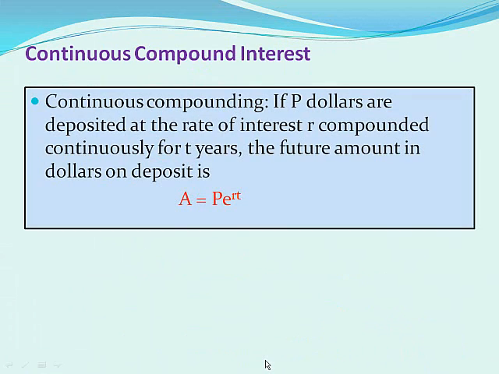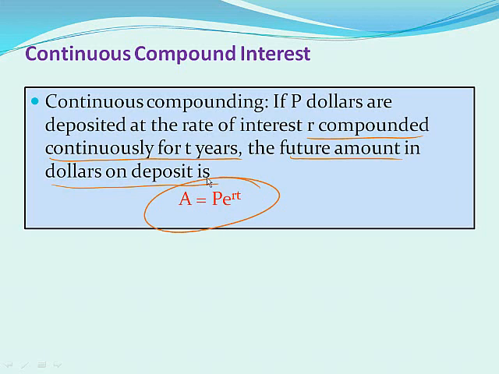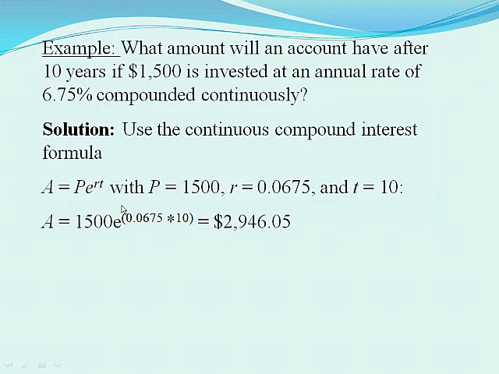Continuous compound interest. If P dollars are deposited at the rate of interest r, compounded continuously for t years, the future amount in dollars on deposit is A equals P multiplied with e to the power rt. This is the continuous compounding formula.